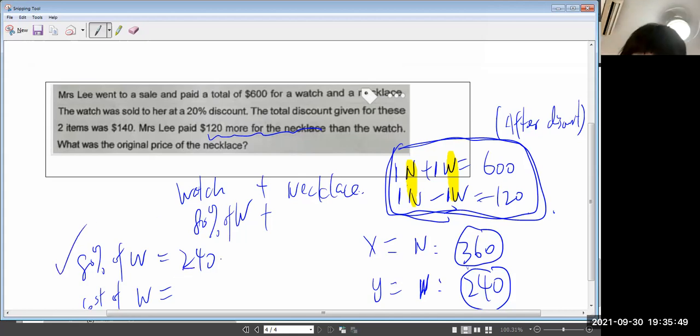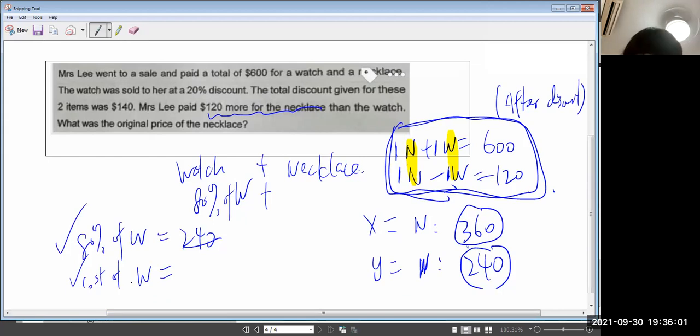80% of the watch is 240. So the actual original price I am calculating should be very fast. Yes, but I'm doing the manual way, like 240 divided by 80. Okay, then after that, 300. So 300.